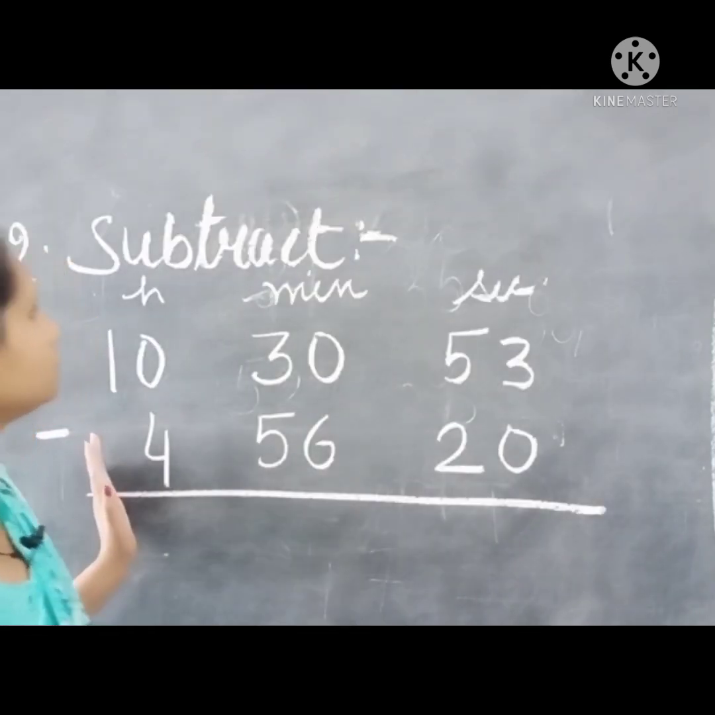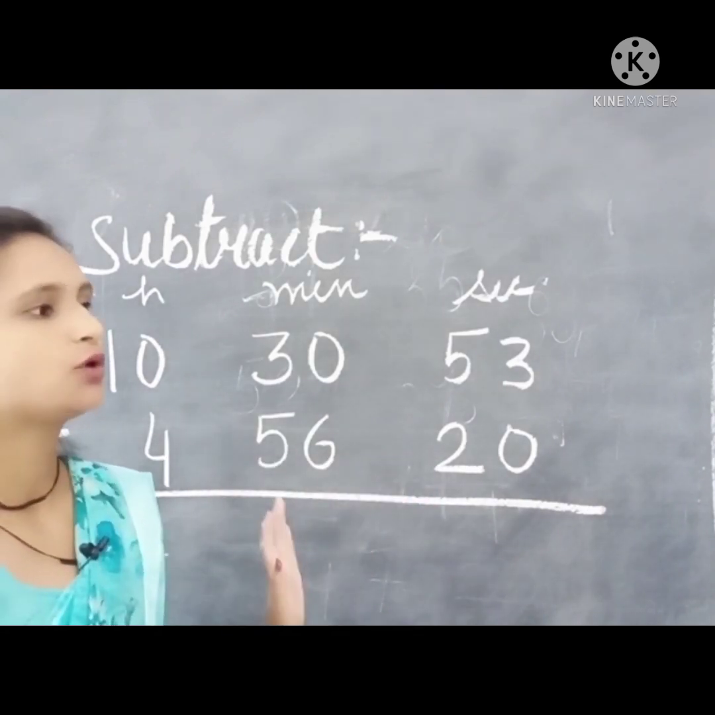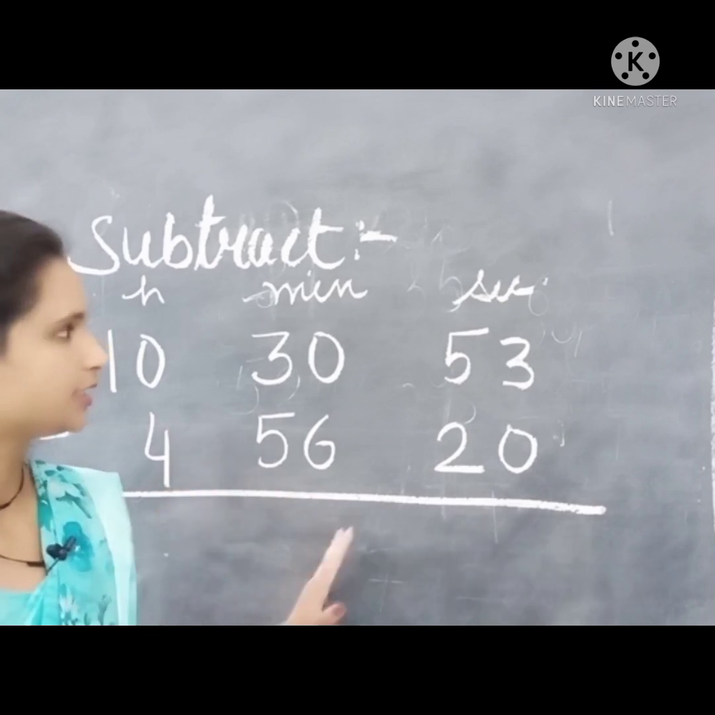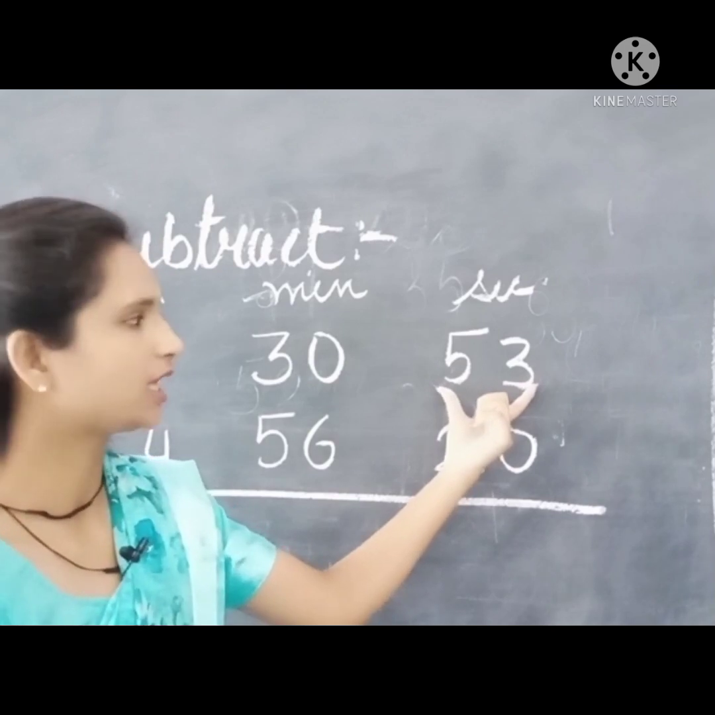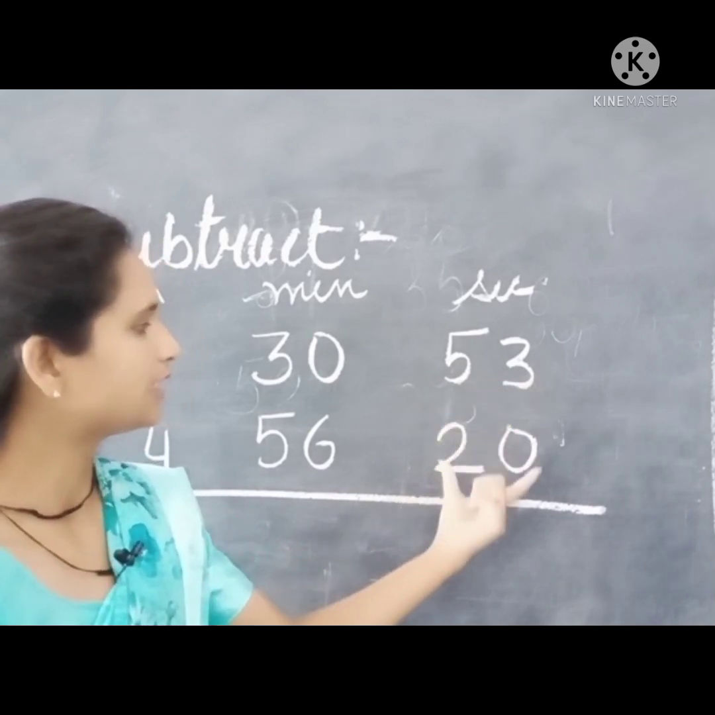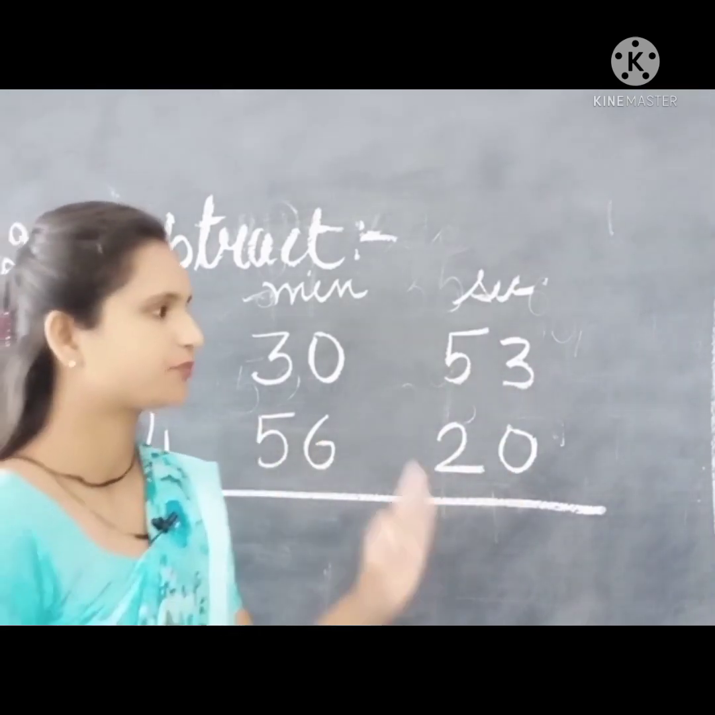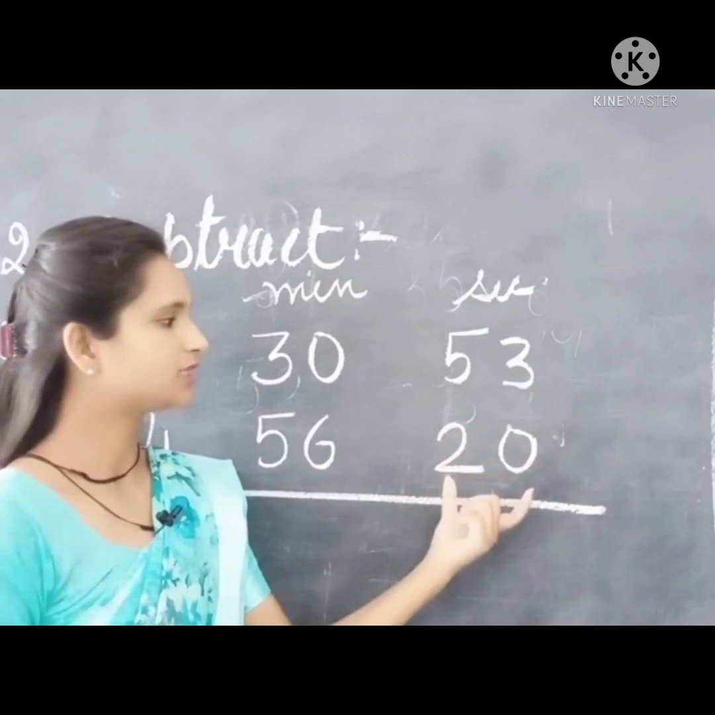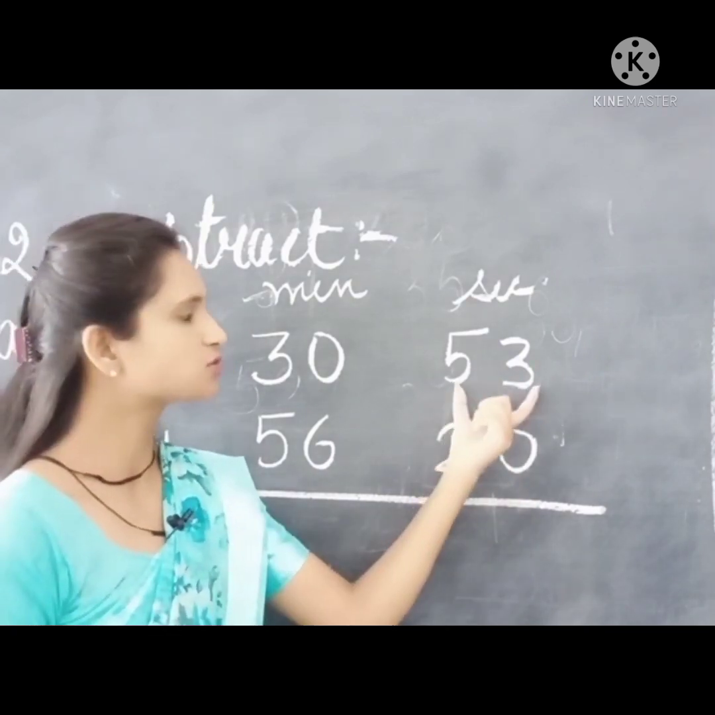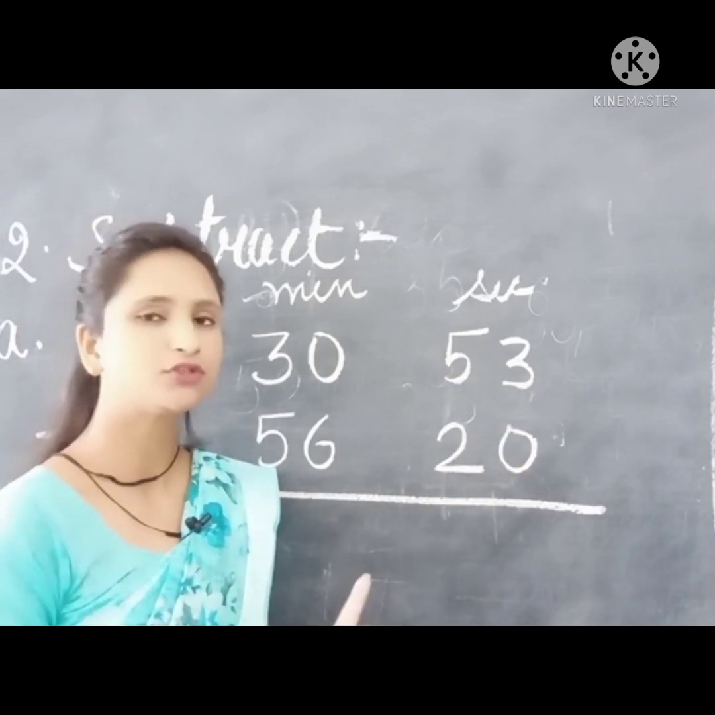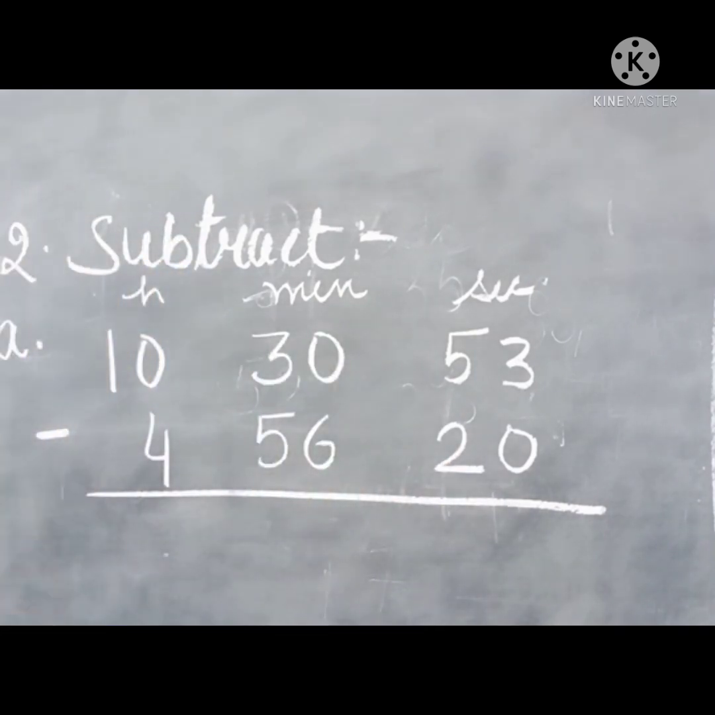Now we are moving to subtraction of hours, minutes and seconds. So I hope you remember that in subtraction you have to just look at this number, whether it is greater than this number or it is smaller than this number. If it is greater than this number, you have to simply subtract it, but if it is smaller than this number, then you have to add 60 in it. So now let us solve this question.